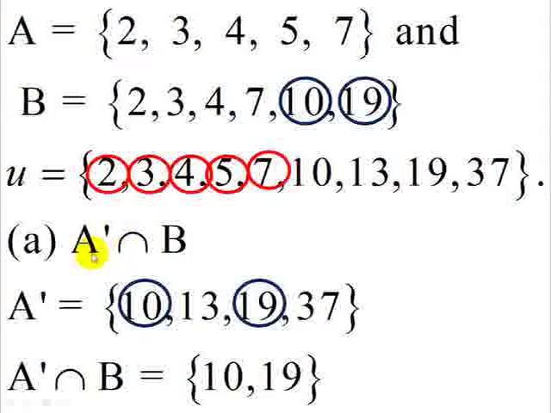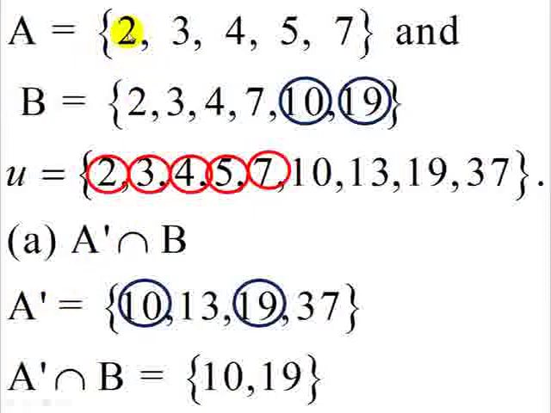Now, we are asked to find A complement intersection B. When we consider the elements of the set A, we have 2, 3, 4, 5, and 7. And this is the universal set. So A complement are elements that belong to the universal set, but do not belong to the set A. That is what we mean by A complement.